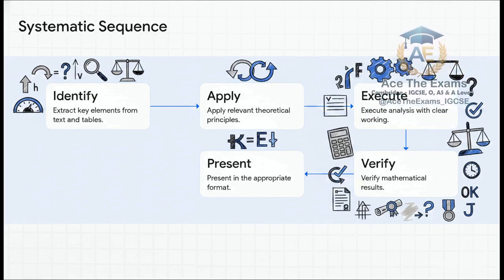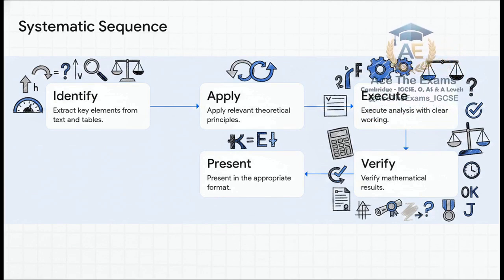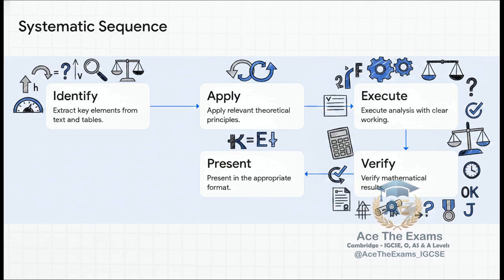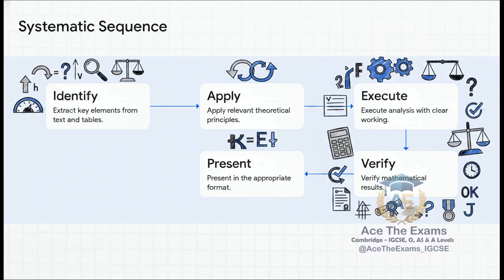Step 1. Identify the key elements. Extract the mass, the initial velocity, the height from the text. Step 2. Apply the relevant principles. Step 3. Execute the analysis with crystal clear working. Step 4. Verify the results.